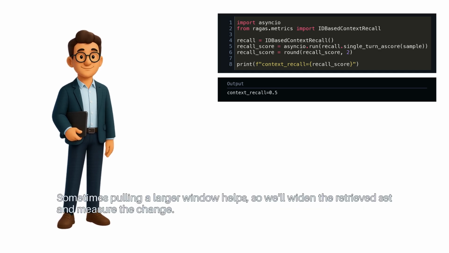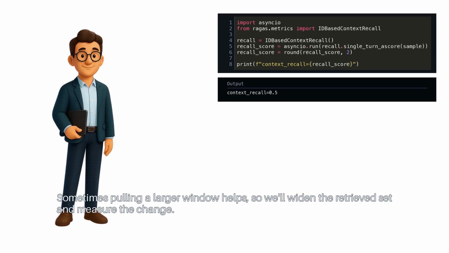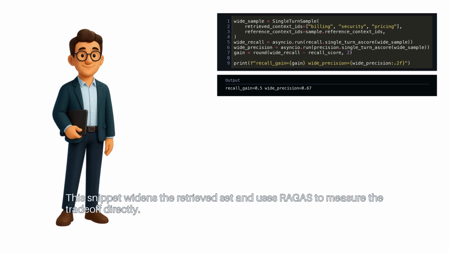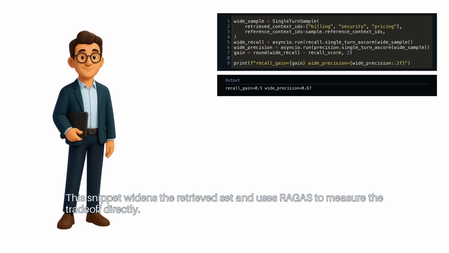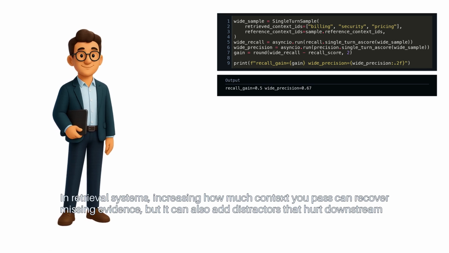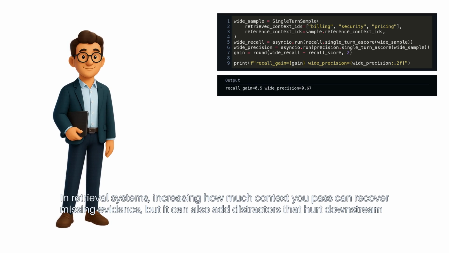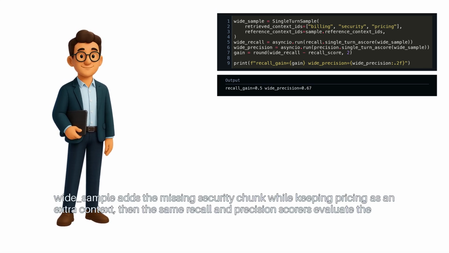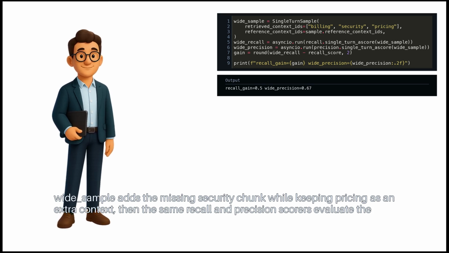Sometimes pulling a larger window helps, so we'll widen the retrieved set and measure the change. This snippet widens the retrieved set and uses RAGAS to measure the trade-off directly. In retrieval systems, increasing how much context you pass can recover missing evidence, but it can also add distractors that hurt downstream generation. wide_ adds the missing security chunk while keeping pricing as an extra context. Then the same recall and precision scorers evaluate the change.